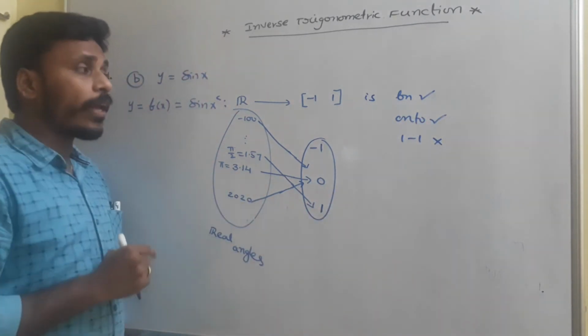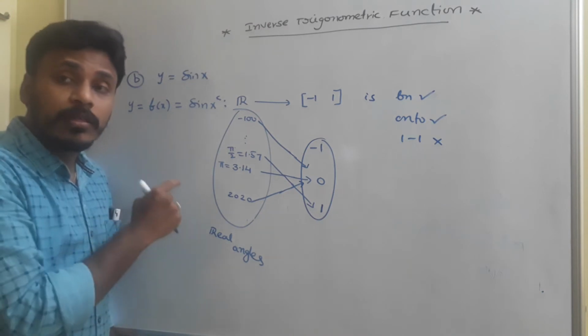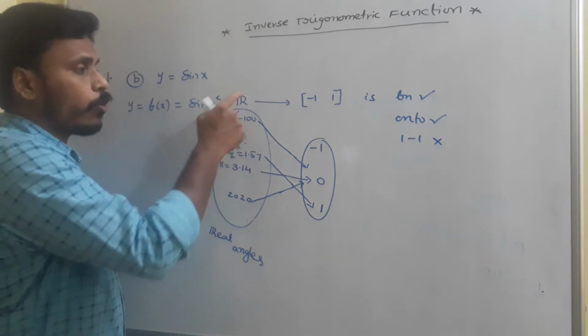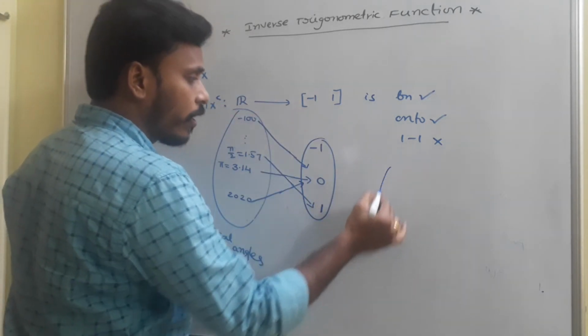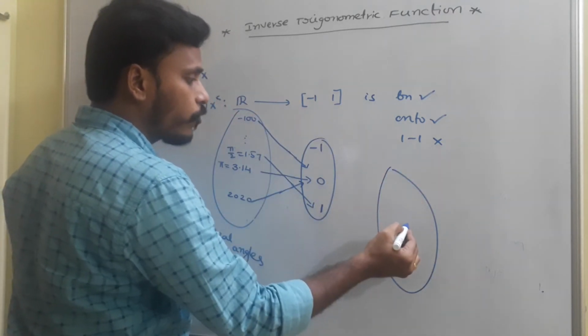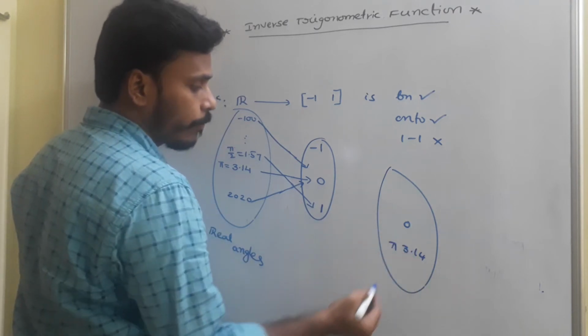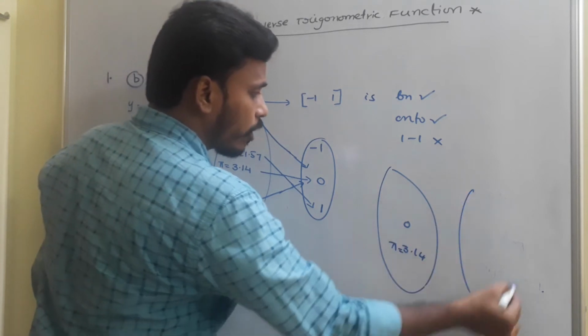Just have a look. See, just have a look. Why is it not one-one? Because different elements are mapped to the same image. Suppose, according to this function, this is the first set, the domain. I have 0 here. I have 3.14. You may say it as pi. Okay, right. Sin 0 degrees is 0.